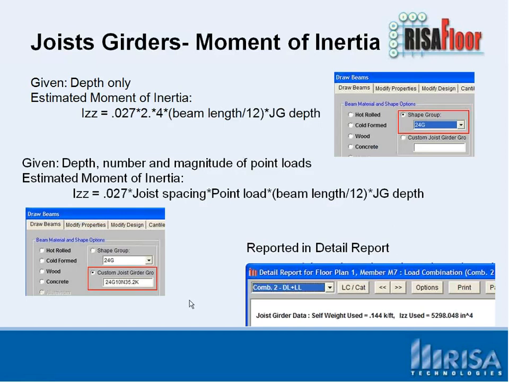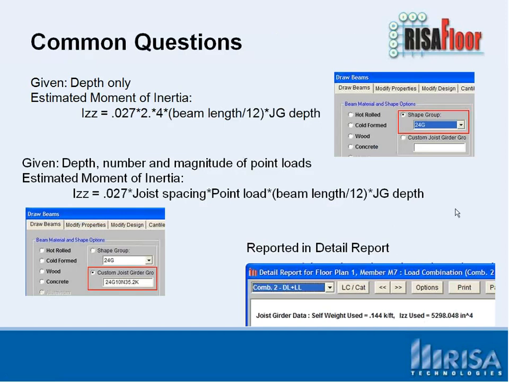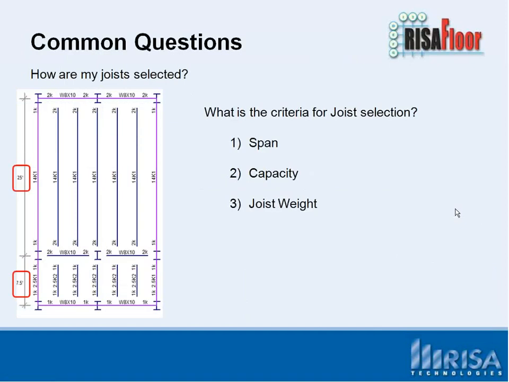Okay, once you've got all that information, it's going to be reported to you in the detail report. So when you look up in the detail report, you're going to be able to find the self-weight of the girder that was used, and you can also find in here the IZZ, or the moment of inertia, for that girder.